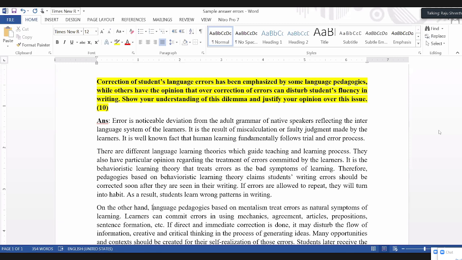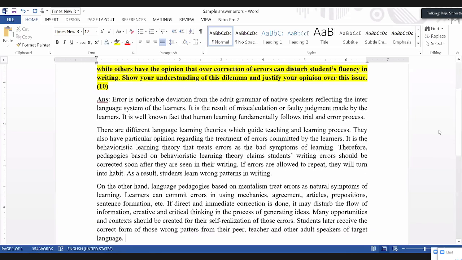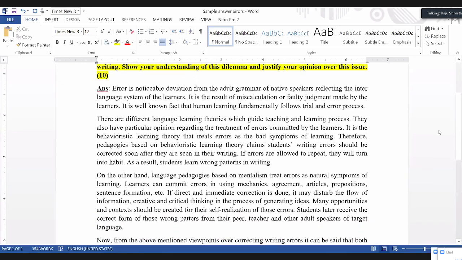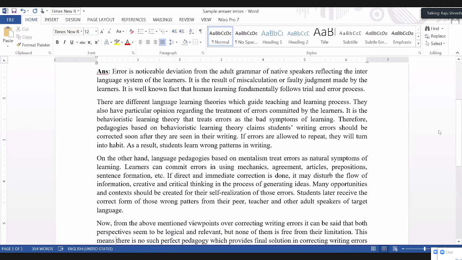On the other hand, language pedagogies based on mentalism treat errors as natural symptoms of learning. Learners can commit errors in using mechanics, agreement, articles, prepositions, sentence formation, etc. If direct and immediate correction is done, it may disturb the flow of information, creative and critical thinking in the process of generating ideas. Many opportunities and contexts should be created for the self-realization of those errors. Students later receive the correct form of those wrong patterns from their peers, teacher, and other adult speakers of the target language. So no need to correct, the mentalism part.